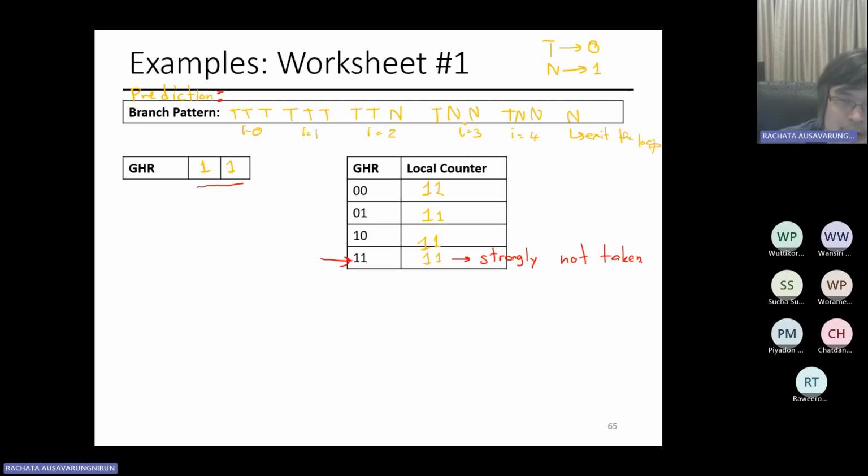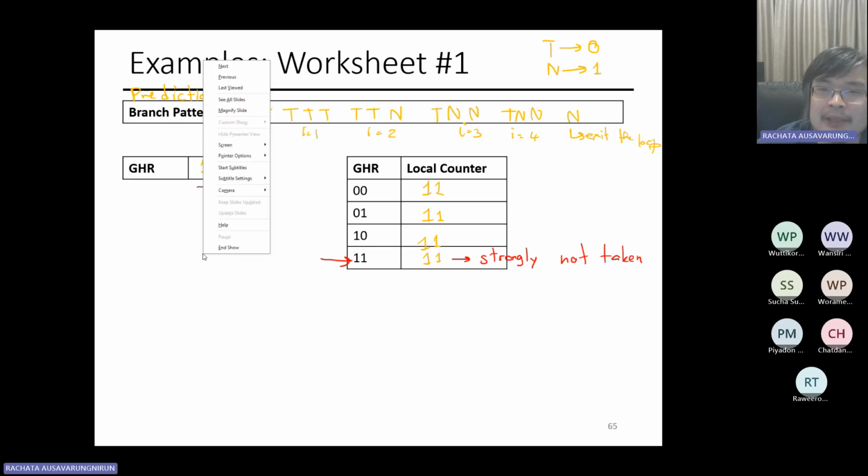Because it's strongly not taken, I would predict not taken for the first branch. I look at the GHR and then go to the entry that corresponds to the GHR. Then I look at the local counter and see what to do here. In reality, you actually take the branch, so this is what you do to update everything.